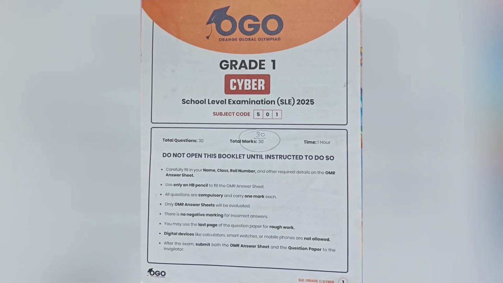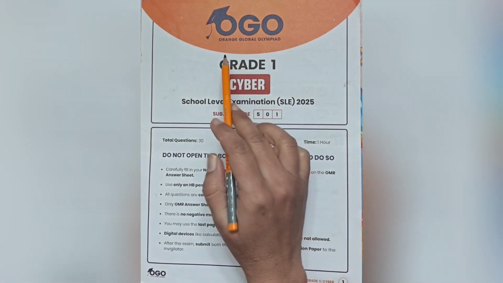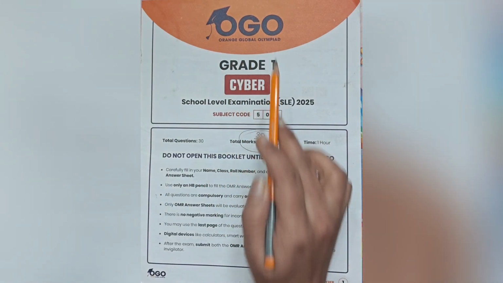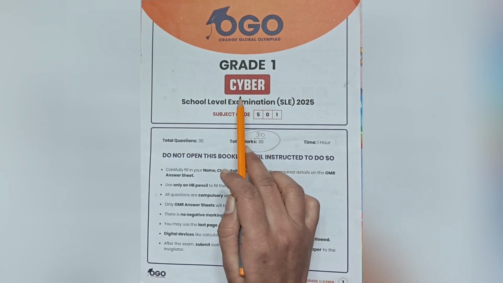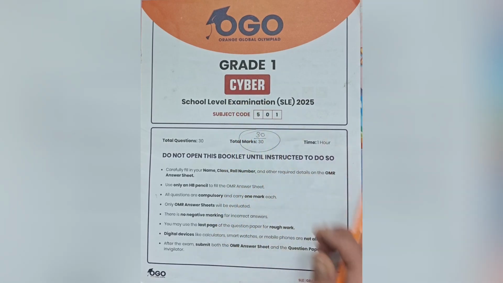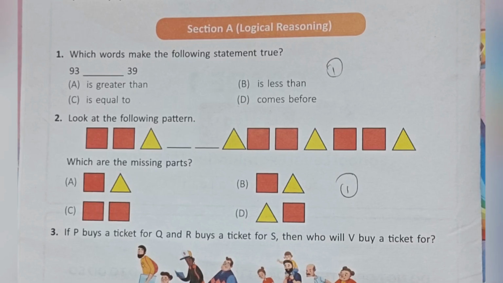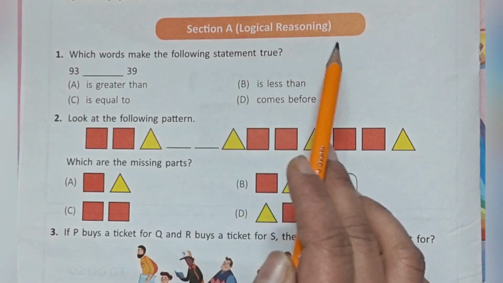Hello everyone. Today we are here with one more Olympiad paper organized by Orange Global Olympiad Organization for grade 1, and it is for subject Cyber Olympiad, and it is for class 1. It has total 30 questions. Let's see the paper. Starting from section A, that is logical reasoning.